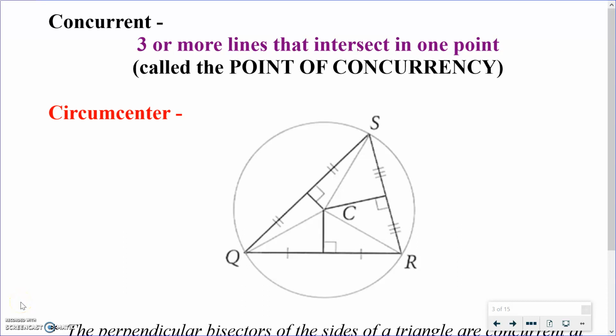Today's lesson is going to be on types of centers of circles or points of concurrency in circles based on triangles. The first thing you need to know is concurrent lines. They're concurrent if they intersect at one point, and it's three or more. So not just the intersection of two lines, but the intersection of three lines at any one point.